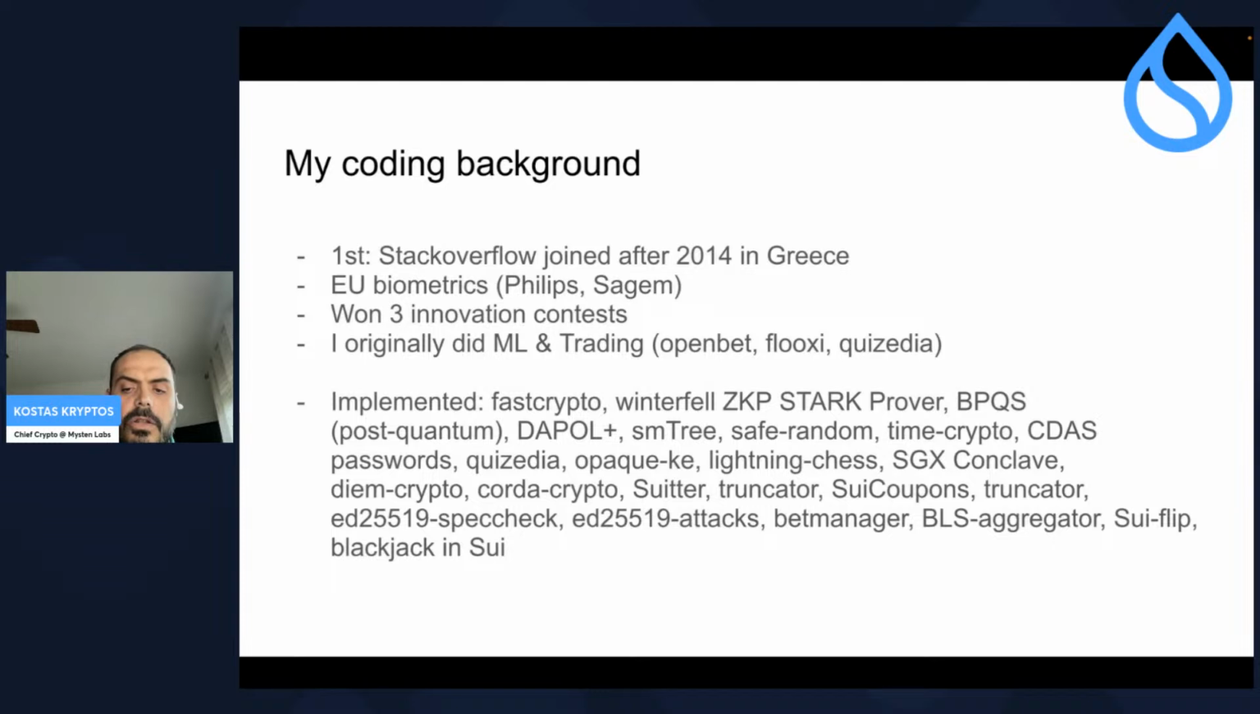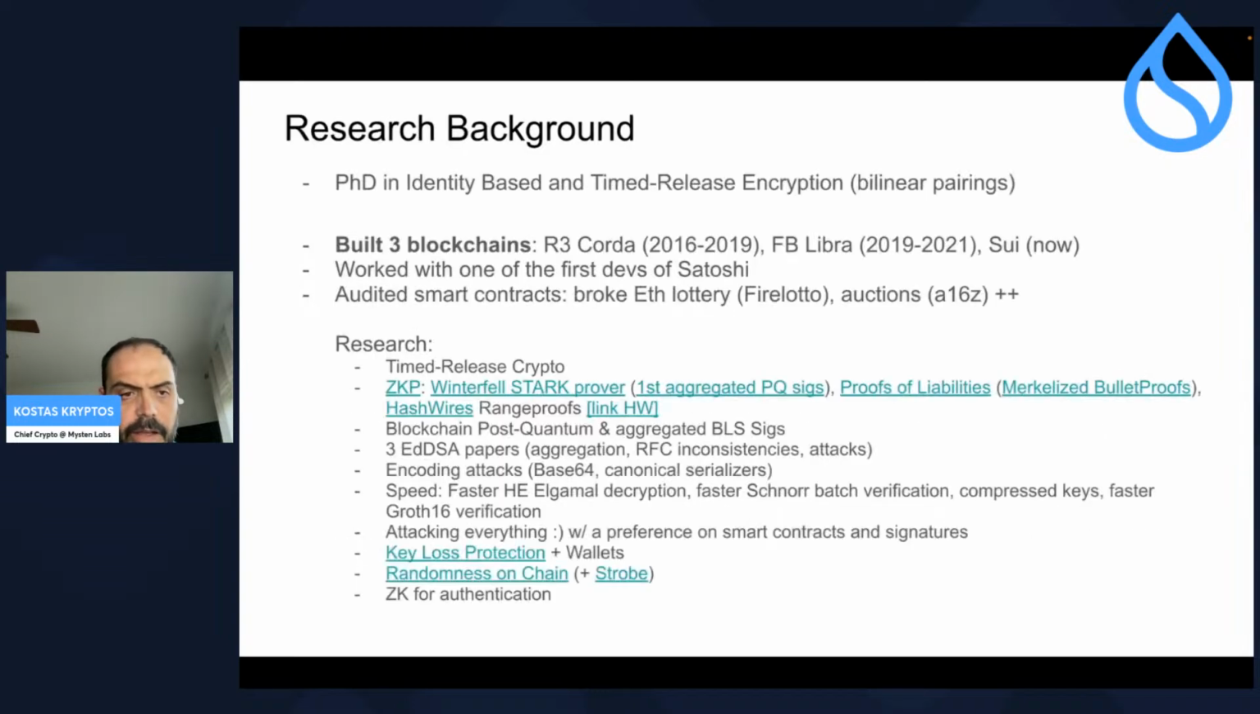And then I did a lot of stuff. You will see a lot of randomness beacons. You will see how you can do coupons in SUI. I also did blackjack in SUI, and a lot of attacks, right? You will see attacks on signature schemes and everything. And in this session, let me give the other example.